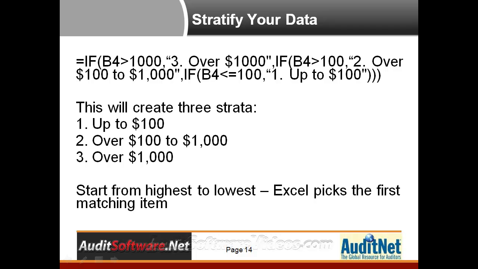However, what's essentially happening here is that the amount field is viewed first, looking at the largest amount, the $1,000 in this case, and asking if it's over 1,000. If not, then it goes to the next one and says, is it over $100? And then if not, etc. We've just come up with 3 strata to keep it very simple, and you want to start from the highest to the lowest and go to the matching item. So let's take a look at this technique in Excel.